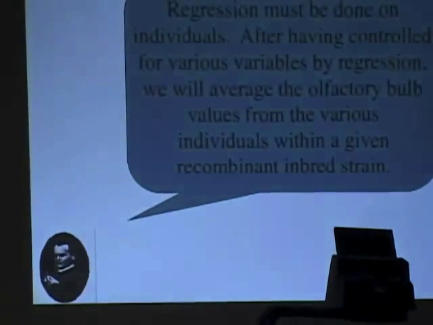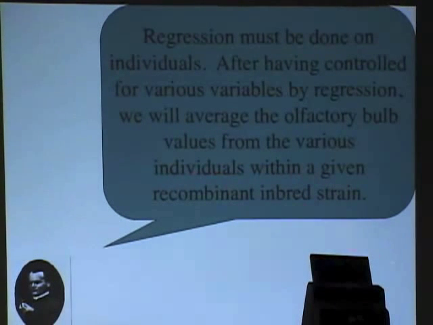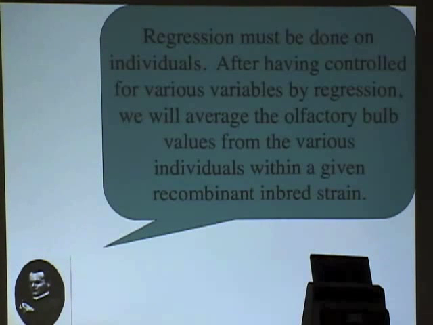How could we end up with one summary score that would get rid of some of that variability? Just take the mean. Good answer. So what we're going to do is average across the values from the various individuals within a given recombinant inbred strain. So we'll get rid of more variance due to individual differences by doing that. Okay?